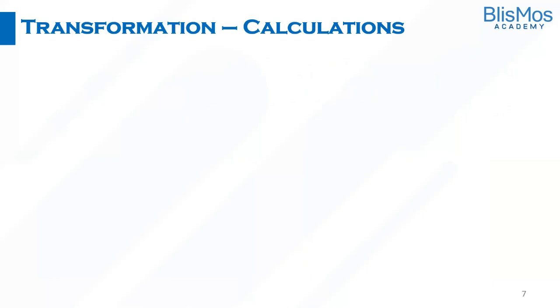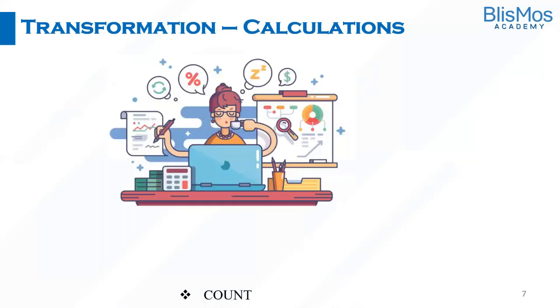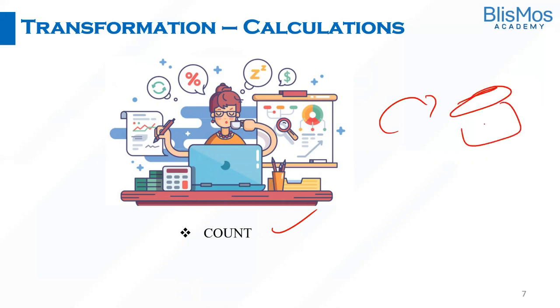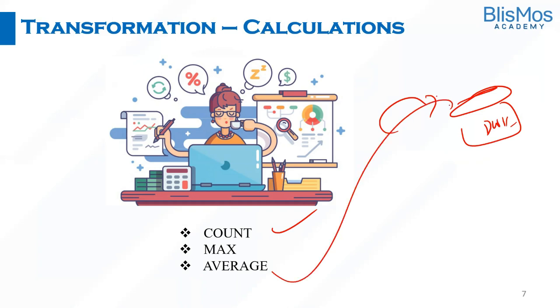So while trying to move the data from a staging area to data warehouse, it is subject to transformation. Transformations include calculations. Calculations like you may want to count the data from different sources and put the count in data warehouse, or you may want to get only the maximum of particular data and move that to the data warehouse, and you may have to take the average and move that to the data warehouse.